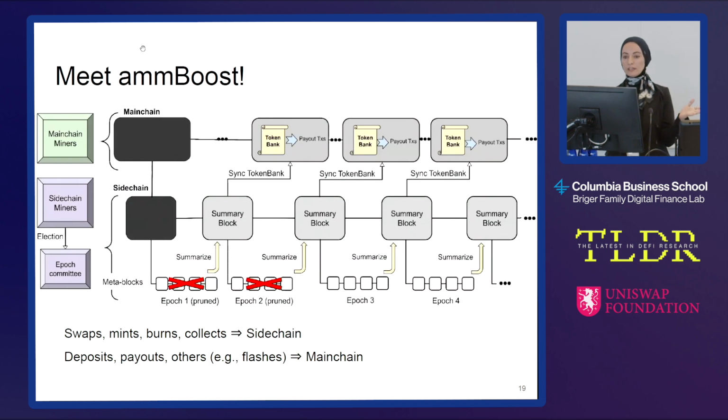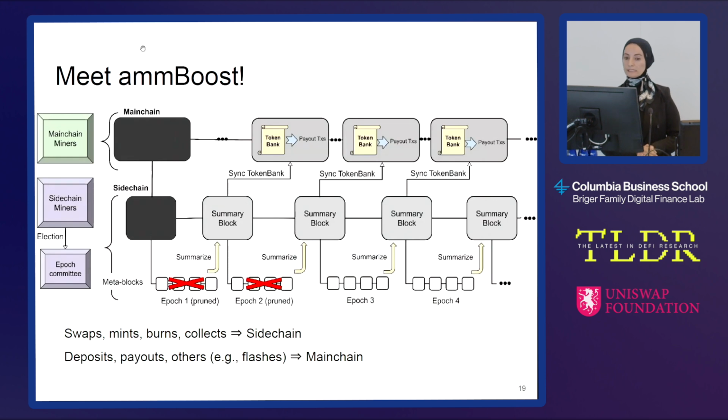As you see, the figure is very similar. The differences are as follows. First of all, the side chain now will have its own miner population. So you can think about it that the AMM now has its separate set of miners. From these miners, each epoch, we will elect a committee. This committee, just like before, will mine summary blocks and meta blocks.